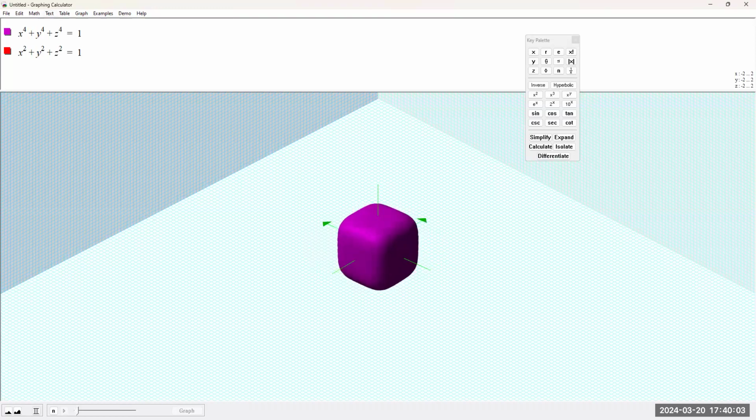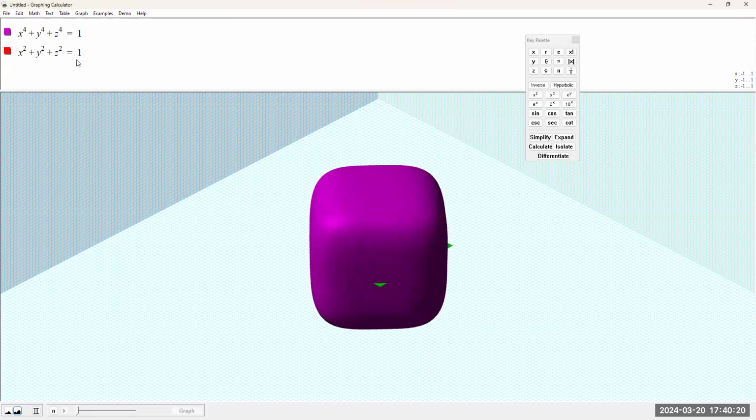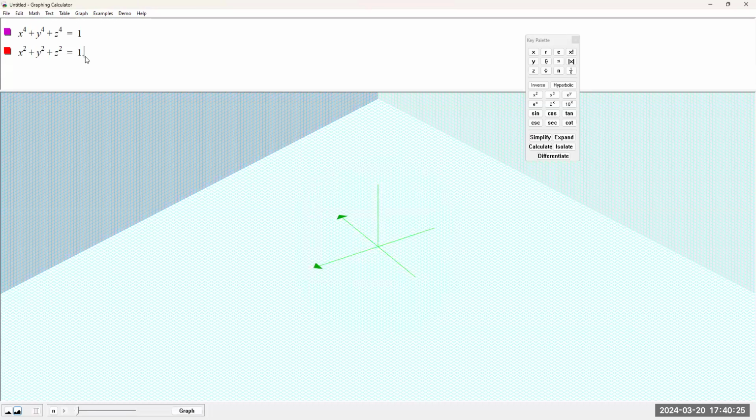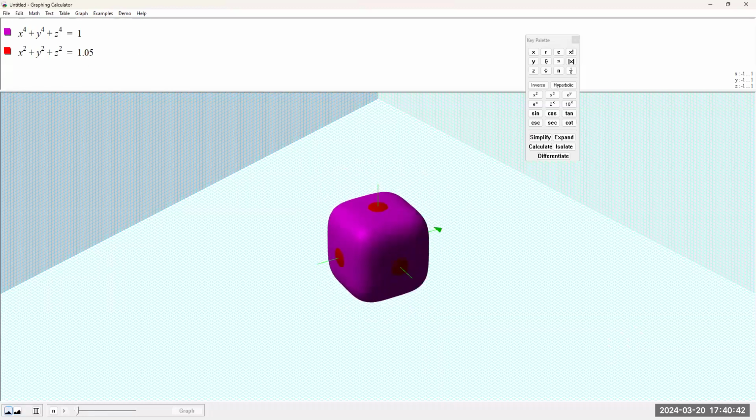So I hope you can see the graph here, right? The purple one is the one that looks like a dice. Okay, the sphere is fully inside of that. Now, if I want to show that it's fully inside and where they actually intersect, let's increase this by a very little bit. Do we see that yet? Hold on. I think it has something to do with. Now we can see that.